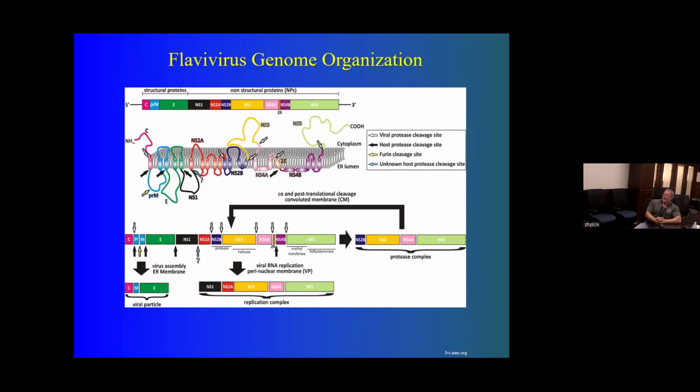When we look at viruses in general, and this is just meant to be a representative diagram, we're looking at, in this example, the genome from a flavivirus. The flaviviruses are viruses such as dengue virus, Zika virus, yellow fever virus. These are all single-strand, positive sense RNA viruses that are transmitted through the bite of a mosquito.